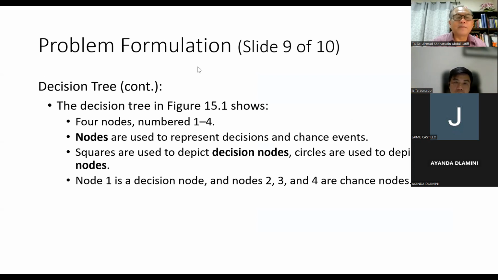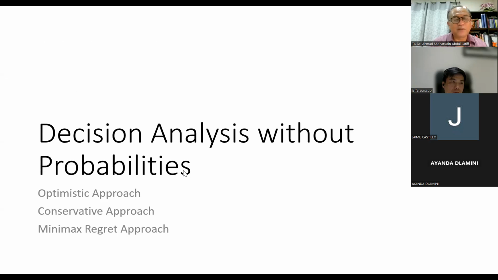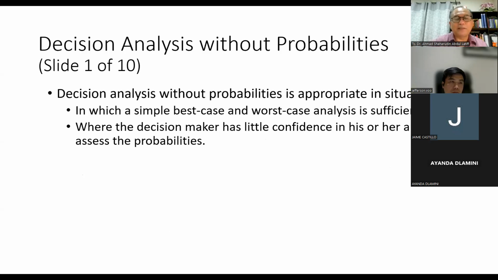Okay, the branch connects the nodes. Leaving the decision nodes, you have chance nodes. Yeah, and then you can see the payoff. Now we have without probability.